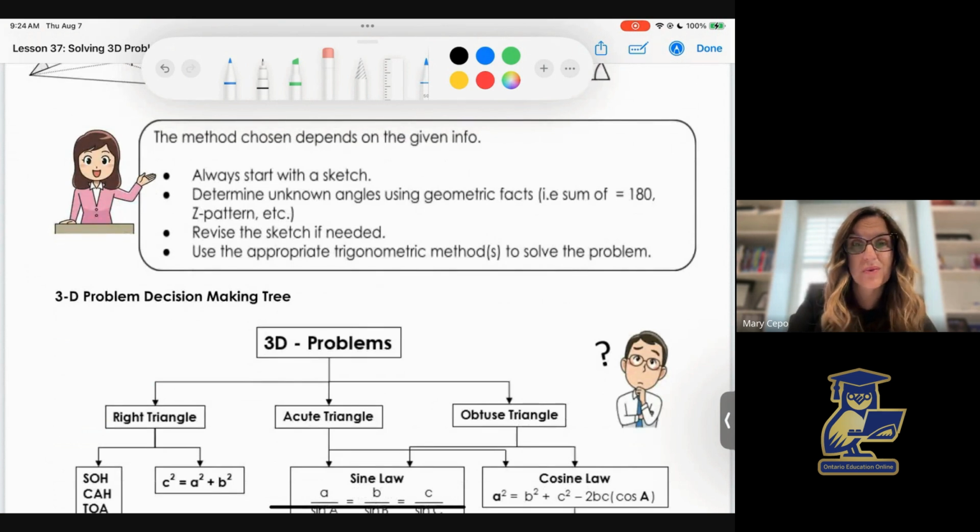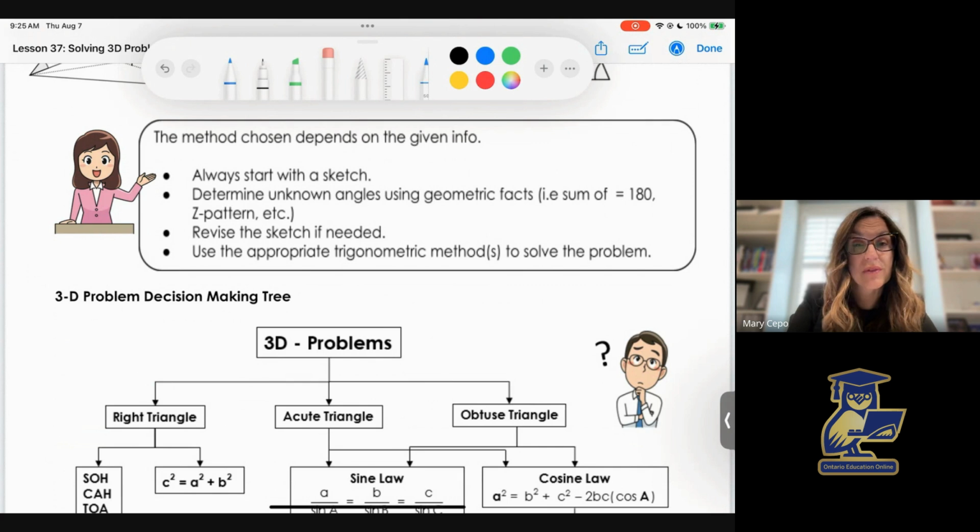You always want to start with a sketch. Having a visual in front of you with the information provided will help you decide which method to use to solve the triangle. We're going to determine unknown angles using geometric facts, and we've used that time and time again. If you're given two angles, then we know we can determine the third because all the angles in a triangle have a sum of 180 degrees, the sum of a triangle theorem.